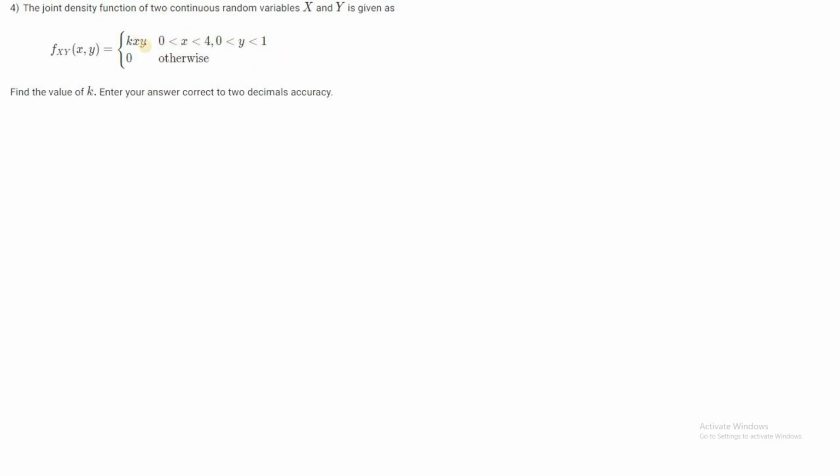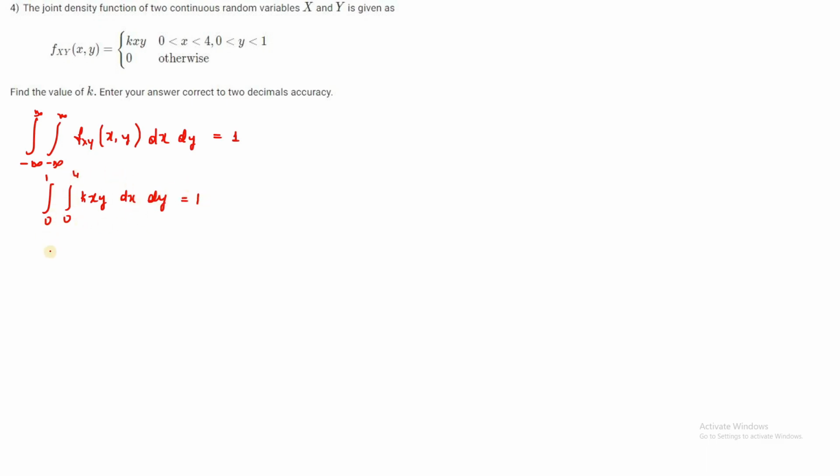So we know that the integral of the CDF from minus infinity to infinity will be 1. So which is nothing but integral minus infinity to infinity, again integral minus infinity to infinity of f_xy of x comma y dx dy is equal to 1. So which is nothing but integral, what is the range for y, that is 0 to 1, again integral, what is the range for x, that is 0 to 4, what is the function, kxy dx dy is equal to 1. So let's integrate this guy first.